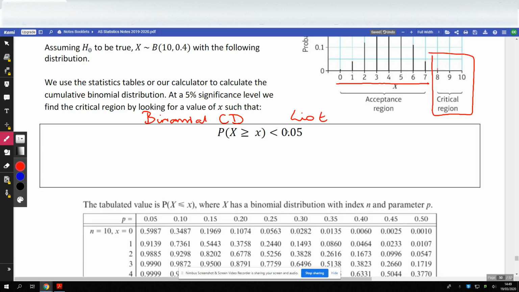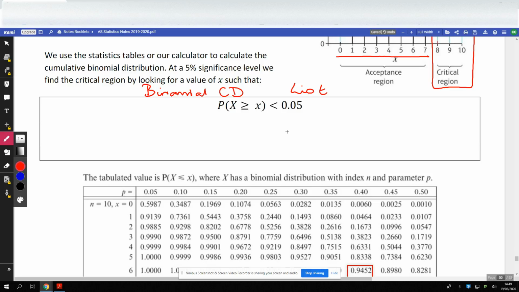For the purpose of doing this, I'm going to use the table because I've got it here and I can show you how it works. So let's just remind ourselves, when we're doing binomial using the cumulative distribution, we are starting at 0. So the table is starting at 0 and it's adding up those probabilities as it goes. So this is a less than or equal to.